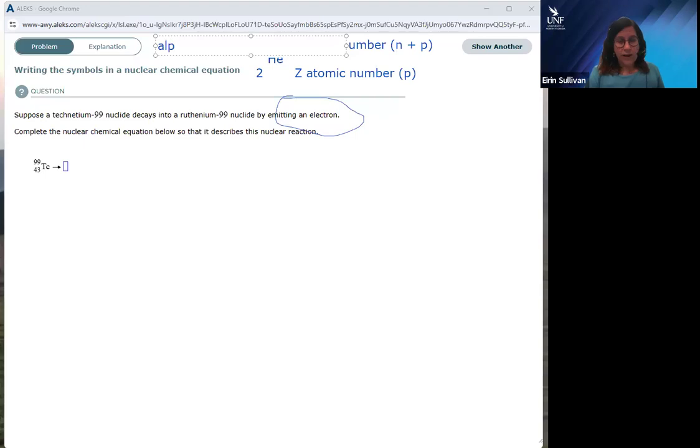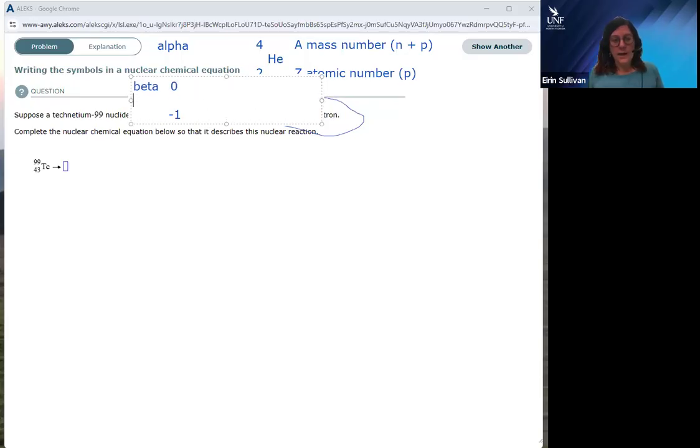A beta particle is an electron. For subatomic particles, what you do for the atomic number is you just put the charge. So a beta particle is the same as an electron. An electron has no mass or negligible mass, and the charge is -1. So on the bottom, you put -1 for the electron, aka the beta particle.